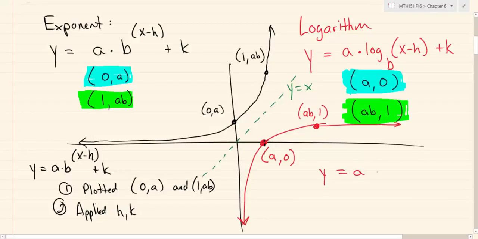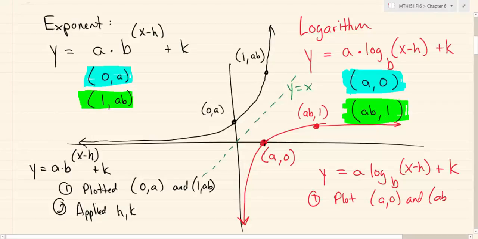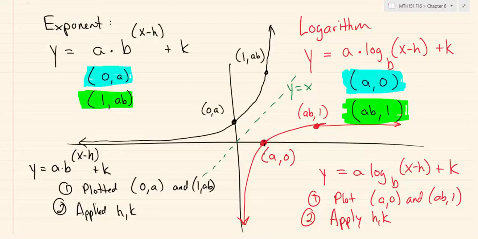Y equals a log base b of x minus h plus k. The first thing you're going to do is plot (a, 0) and (ab, 1). Plot those 2 points. And then the next thing you're going to do is apply h and k. Right now we're showing you the graphs without any h and k shift. But what if we did have an h and k shift?